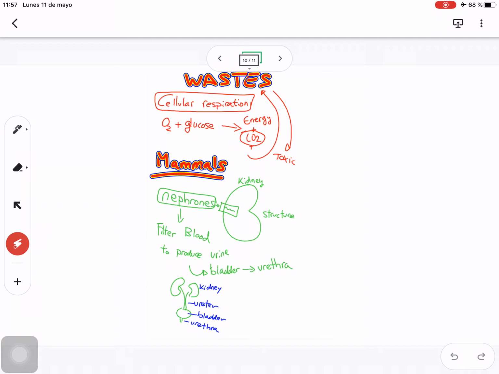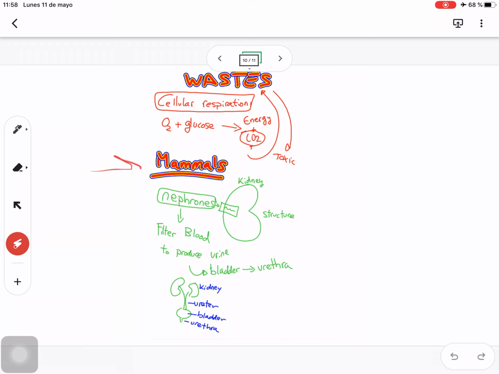Let's speak a little about excretion. What is excretion? Excretion is when you eliminate wastes. And why do we have wastes? I explained before that in the cellular respiration, you use the oxygen and you use the nutrient, glucose mostly, and you obtain energy and carbon dioxide. This carbon dioxide is toxic. You have to eliminate it, and you eliminate it through the lungs. And so they form other compounds, other molecules that are toxic, and you have to eliminate them. This is part of the excretory system.